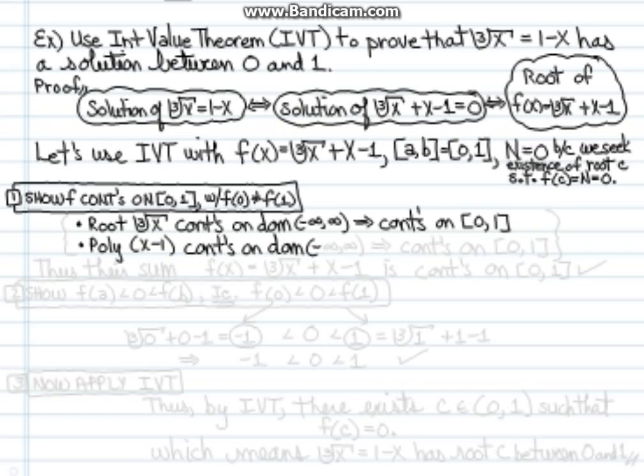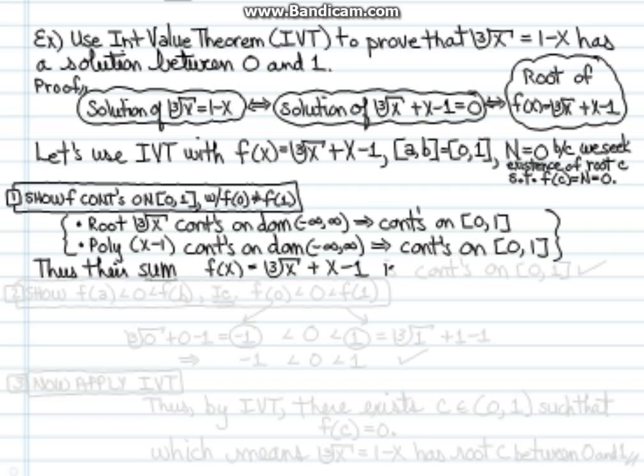Polynomials are continuous on their domain, all real numbers, so on our interval from 0 to 1 we have continuity of the polynomial x minus 1. Therefore, their sum, f of x equals cube root of x plus x minus 1, will be continuous on the same interval from 0 to 1. So we broke it down into pieces, put them together, and showed that their sum is going to be continuous.